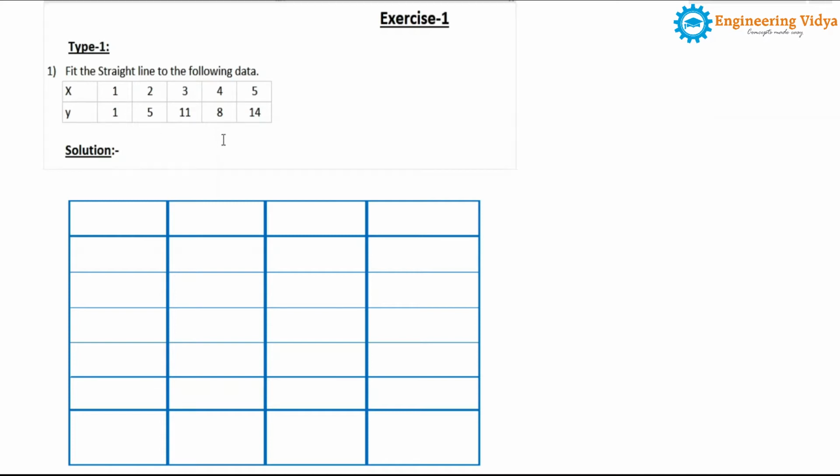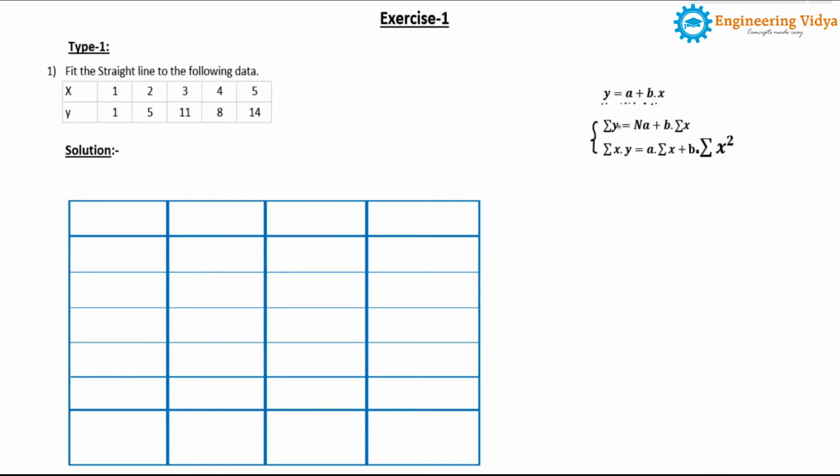Since we have to fit the straight line, and the straight line fitting formula is already known to us, I hope you remember this formula. The straight line will be represented using the equation y equal to a plus b into x. To calculate the values of a and b, we can use these two equations, which are called the least squares equations.